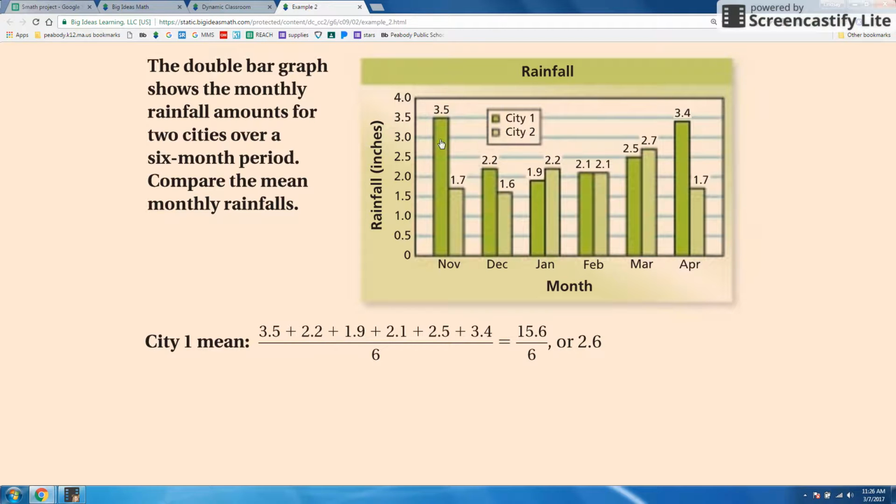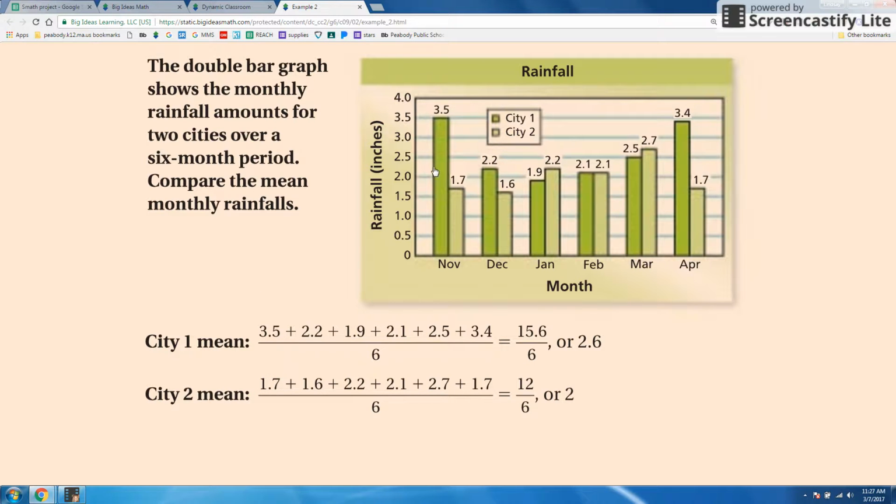So city 1, they're adding all of the numbers that are in the dark green. So 3.5, 2.2, 1.9, 2.1, 2.5, and 3.4. When you are adding decimals, you have to make sure you line them up, add like normal, and bring the decimal point straight down. So when they did that, they're not showing the work, but they would have lined them all up, added like normal, brought the decimal straight down. They got 15.6. They're dividing it by 6 because there's 6 green bars, and they got 2.6.